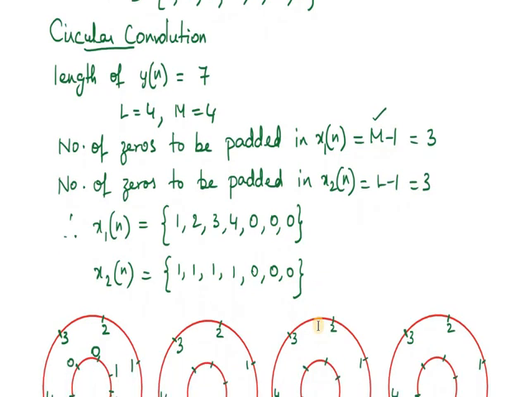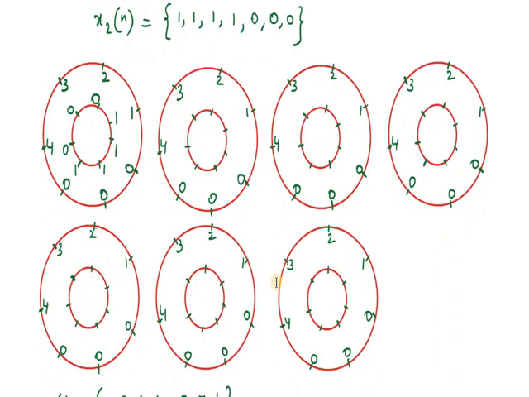Now we can do the circular convolution on x1 of n and x2 of n. Since the length of y of n is equal to 7, you can draw 7 concentric circles like this. You can position x1 of n on the outer circle or on the inner circle, or x2 of n on the outer circle or inner circle. So I have written the samples of x1 of n on the outer circle, and the x2 of n values I have positioned on the inner circle.